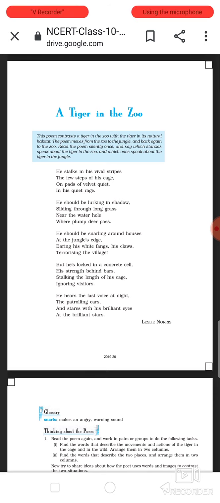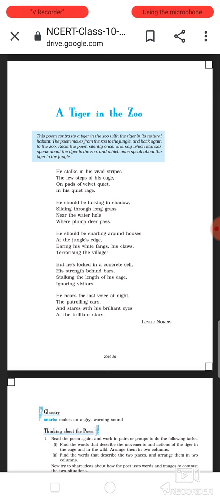The poet here gives a contrast: the tiger in the zoo with the tiger in its natural habitat. After describing the tiger in the zoo, he comes back to the tiger in the jungle. So, first stanza. He says the tiger has vivid stripes, the black stripes that we can see on the body of the tiger, the majestic way God has created him, but he doesn't have the choice to show it in the wild. Rather, he is left with only one choice inside the cage, to stalk.